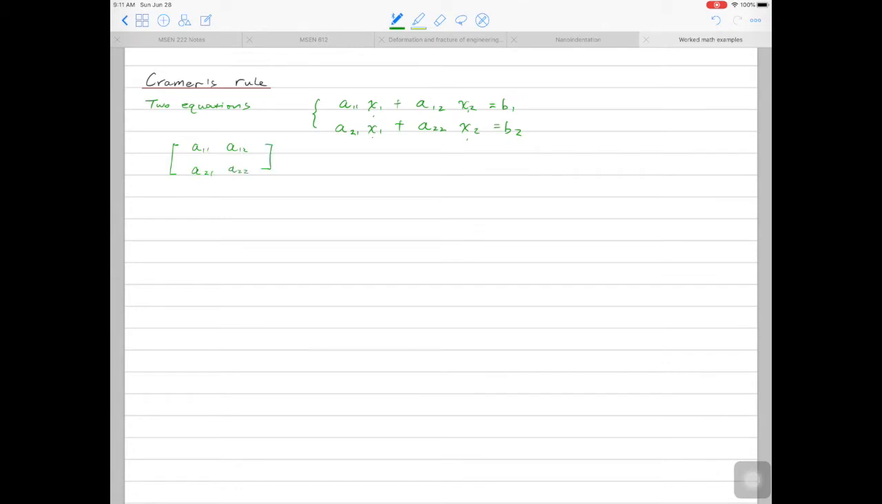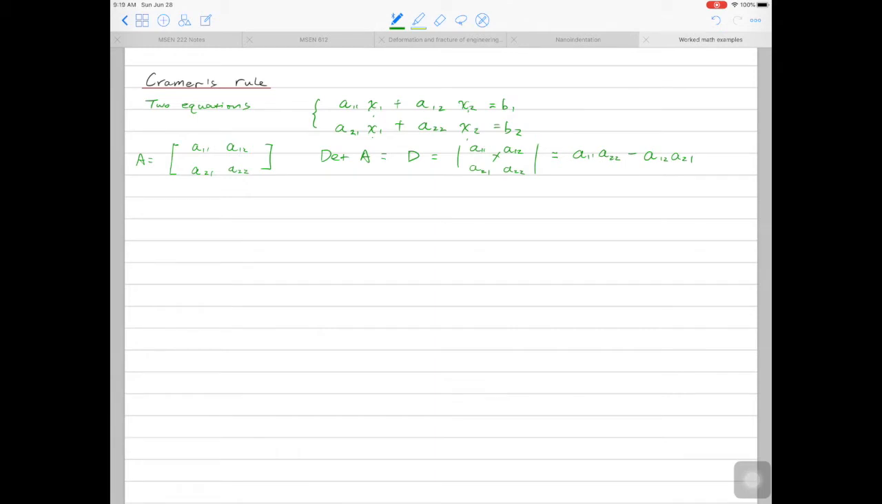If we call this matrix A and apply what we learned from the previous video on determinants, the determinant is simply equal to A11 multiplied by A22 minus the product of these two, A12 multiplied by A21. We'll use it later.